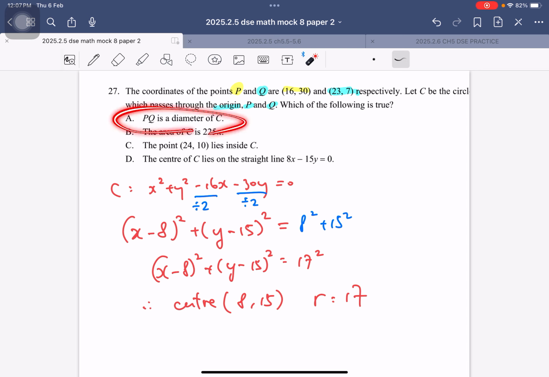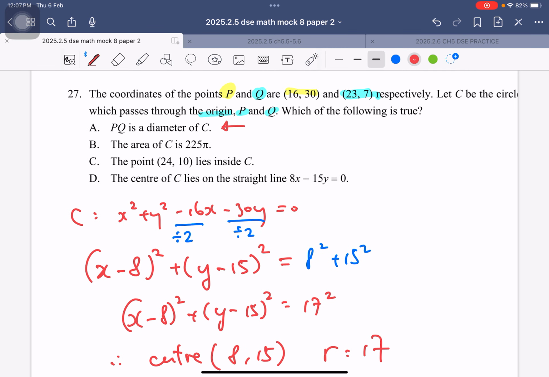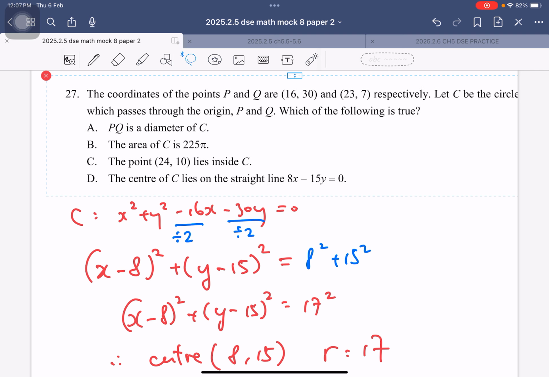Part A is that PQ is the diameter of C. No. Why? Because the distance is not 17. If PQ is the diameter, which means the length of PQ should be equal to 17 times 2, isn't it? So check, is this actually it?